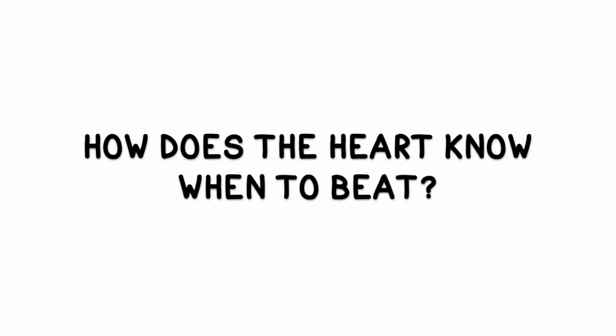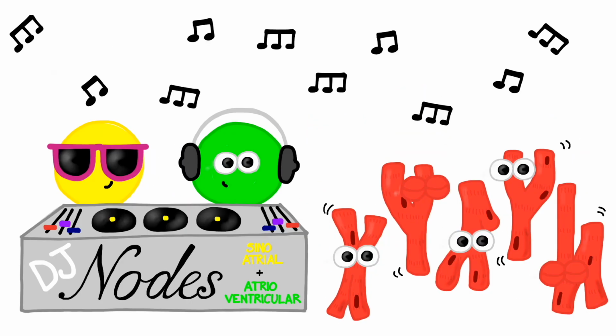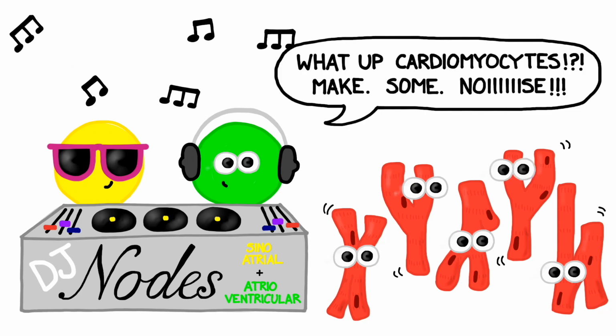So how does the heart know when to beat? Cardiac muscle cells have the ability to contract autonomously, but the activity needs to be coordinated in order to be effective. The heart has two nodes that coordinate the harmonious activity of the muscles, much like how a DJ might get a whole crowd to dance to a beat.